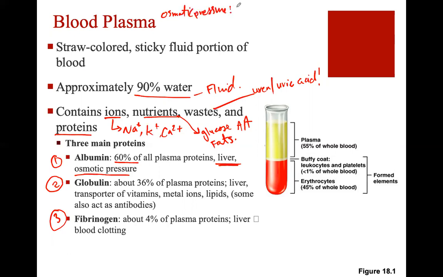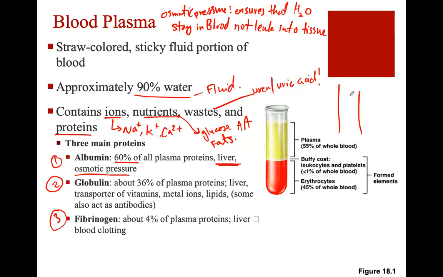So osmotic pressure is important because it ensures that water stays where? It stays in blood, not leaking into the tissue. Imagine if you have this 90% portion that is water, and imagine this water starts to leak into the tissue. So here's my blood vessel, and here's my tissue, right? By having albumin here, your water stays inside your blood vessels rather than leaking into your tissue.